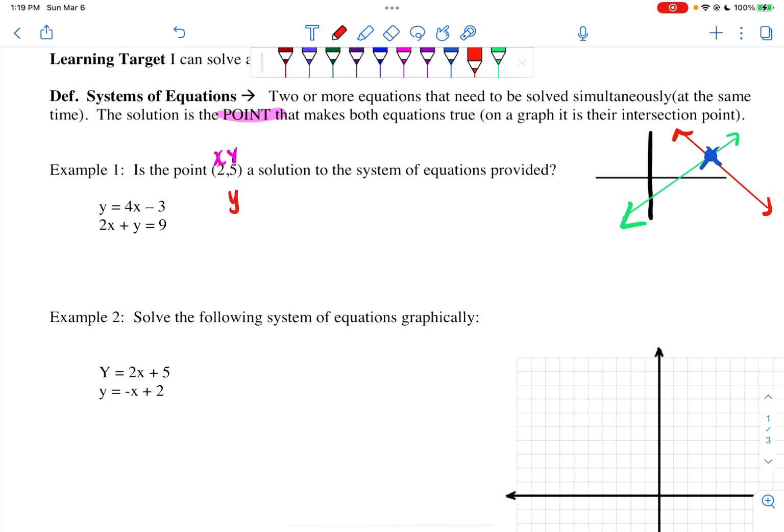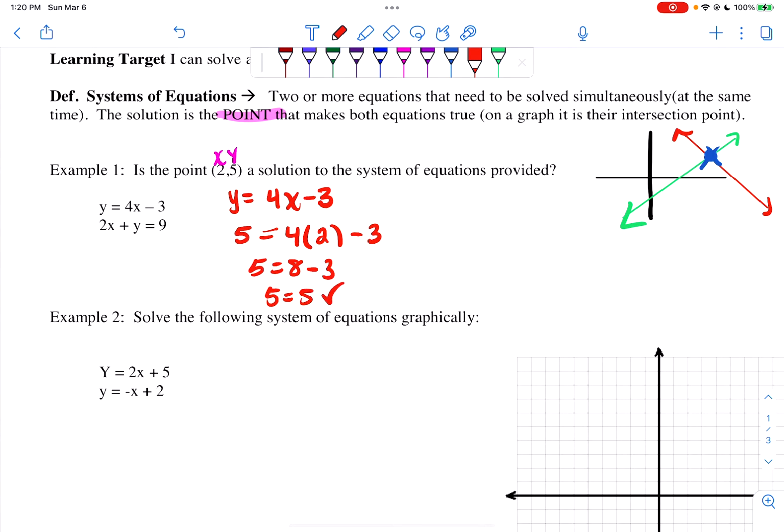What I'm going to do is rewrite my equation. So I have y equals 4x minus 3. Everywhere I see a y, I'm going to substitute a 5, and everywhere I see an x, I'm going to substitute a 2. Now I just do some mental math, and I want to have the same number on both sides of my equal sign. 4 times 2 is 8. So I have 5 equals 8 minus 3, and 8 minus 3 is 5.